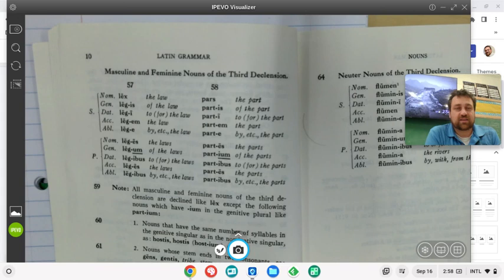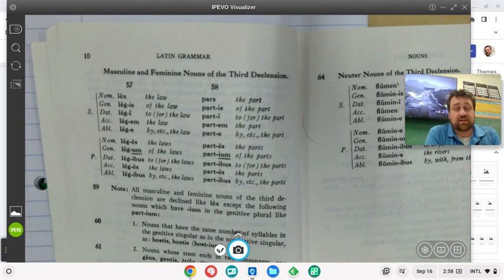Salvete. In this video, we are going to talk about third declension words that are a little bit different. They are declined a little bit differently. These are called I stems.